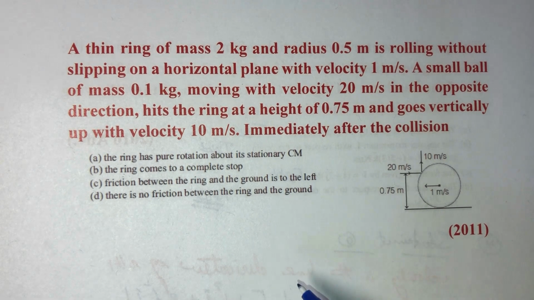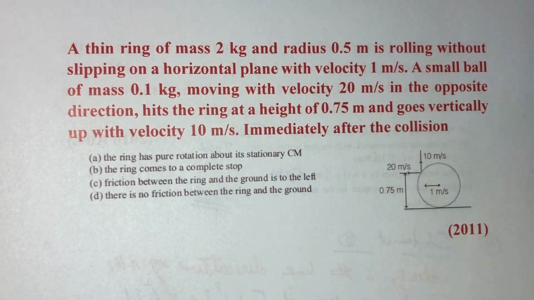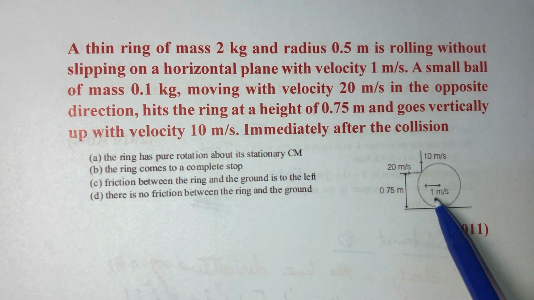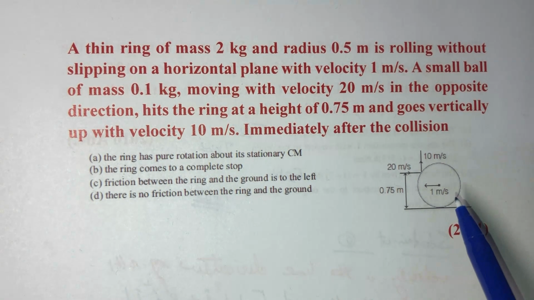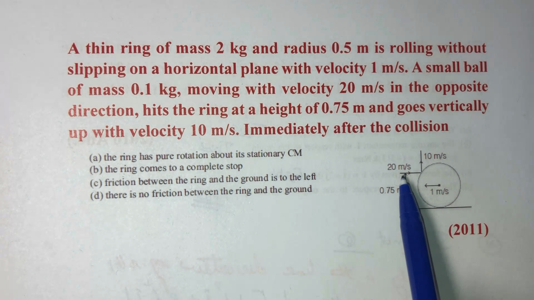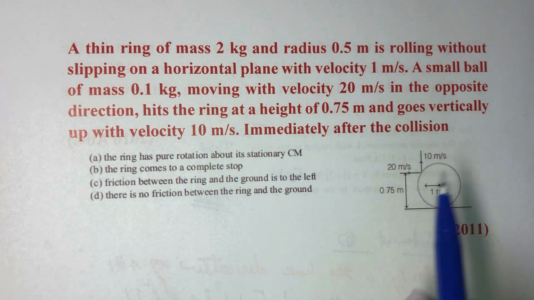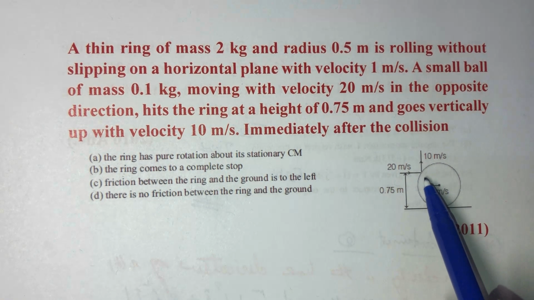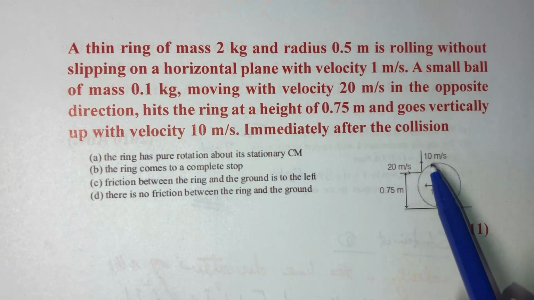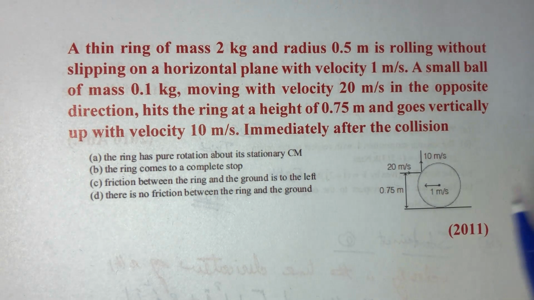Which one will be false or true. So this is a bigger ball moving towards the left with a speed of 1 meter per second, and there is a smaller ball moving with a velocity of 20 meter per second towards the right, striking the ring at a height of 0.75 meter and going vertically upward at a velocity of 10 meter per second after the collision.